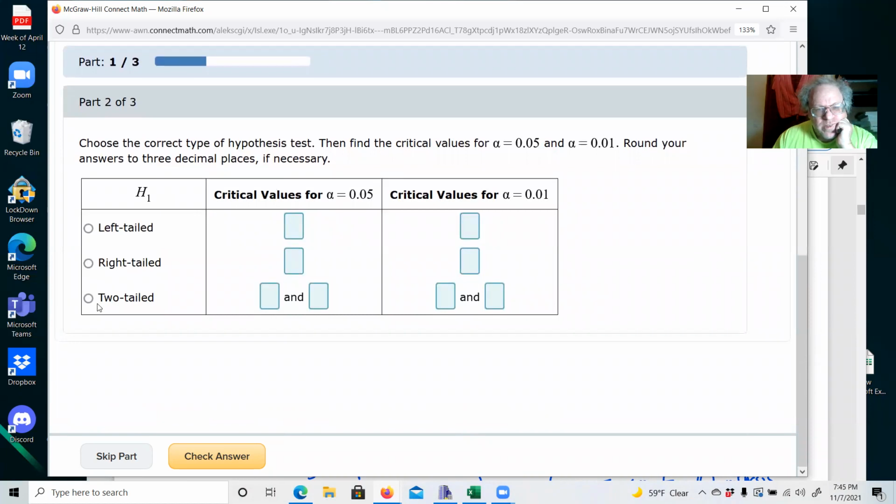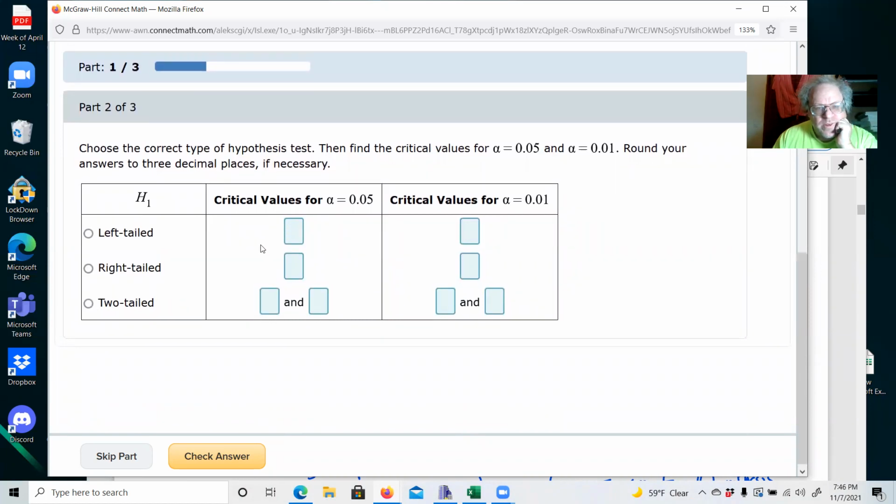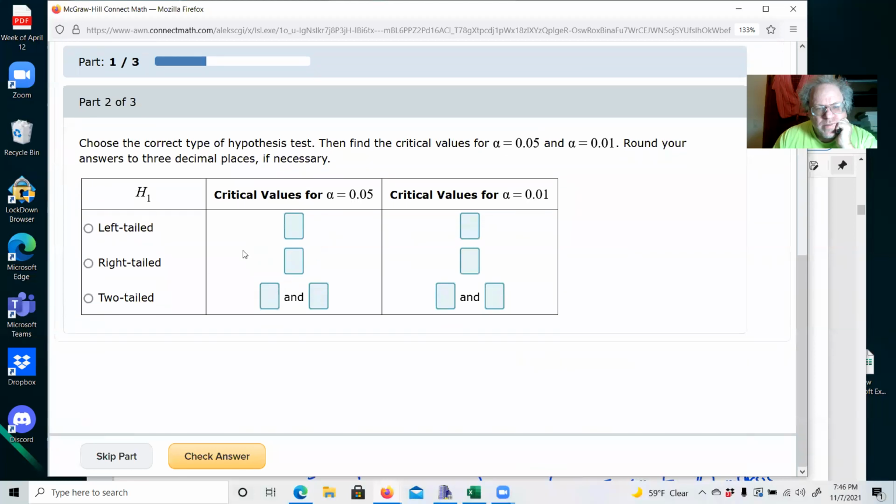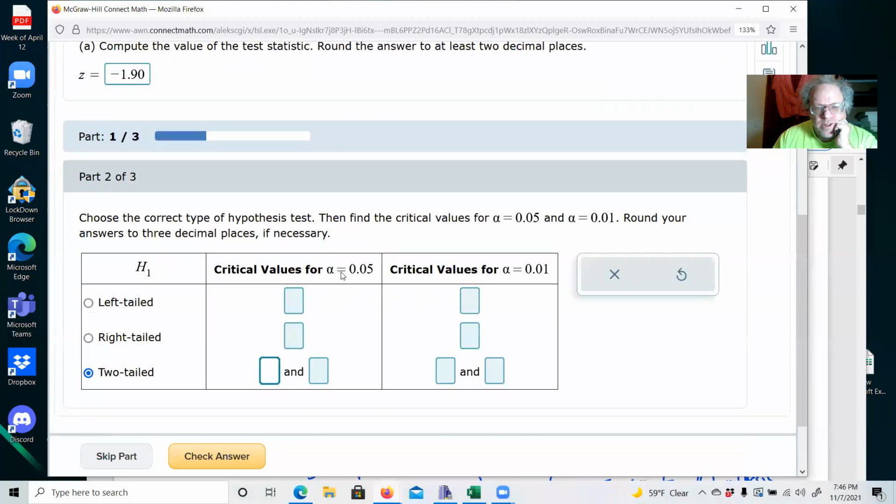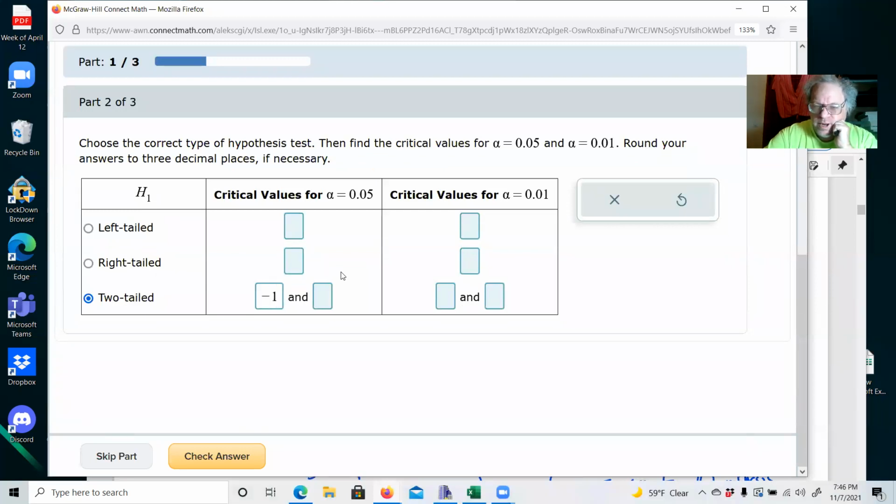This is a two-tailed test. Why are they doing critical values? All right. So it's going to be negative 1.90 and positive. Okay, no, I'm wrong. Hold this thought.